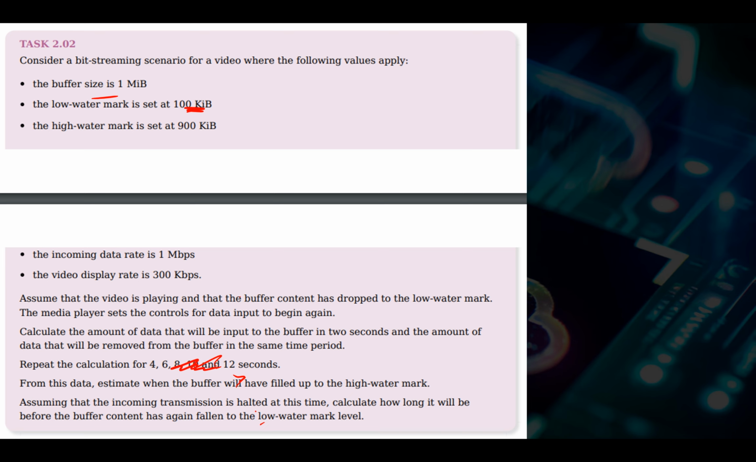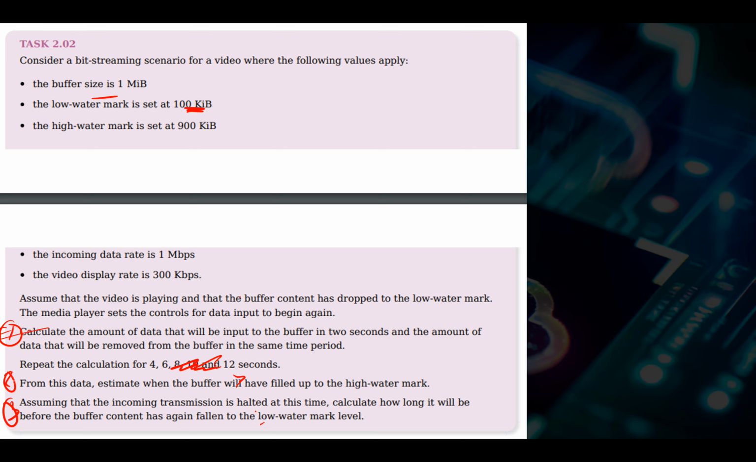Then from this data, estimate when the buffer will have filled up to the high watermark, and assuming that the incoming transmission is halted at this time, calculate how long it will be before the buffer content has again fallen to the low watermark level. This part was kind of like 3 questions, so where is the pen again? Okay, there it is. So this is question 1, question 2, then question 3.